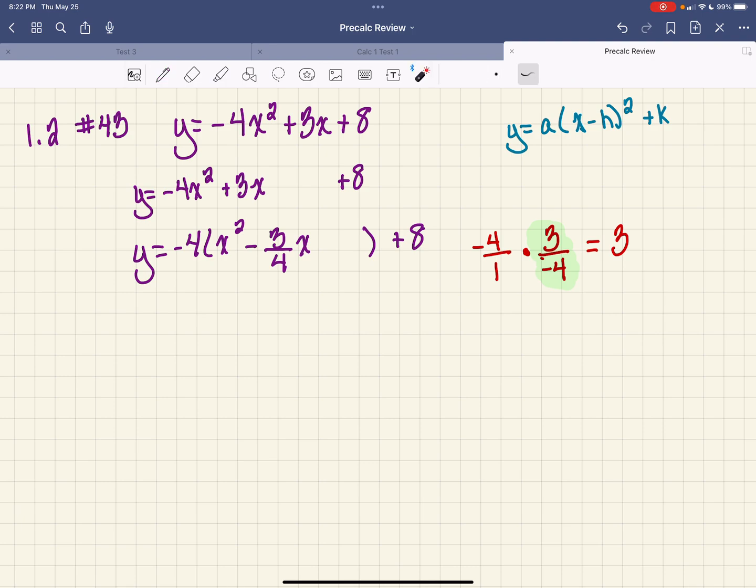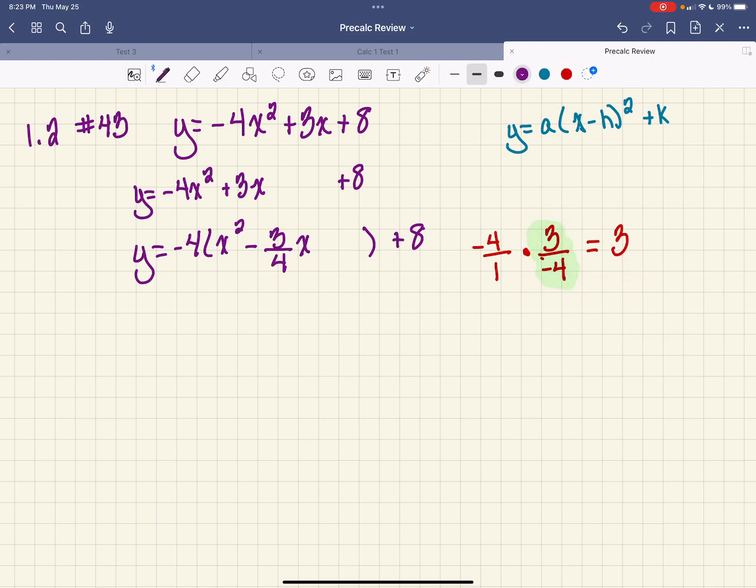So it's this step right here that's confusing, because remember, when I distribute this negative 4 to the x squared, I'm going to get negative 4x squared. And then when I distribute this negative 4 to negative 3/4, I'm going to get positive 3. And so that's what I did right here. I knew I was going to have to multiply negative 4 times something to give me positive 3.